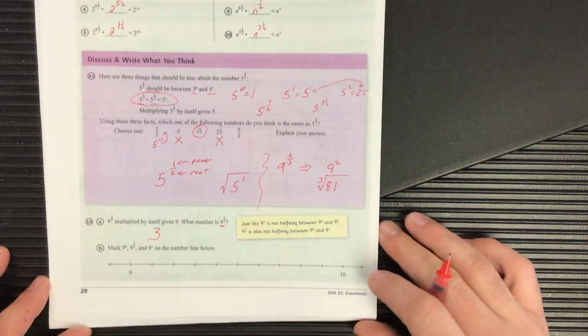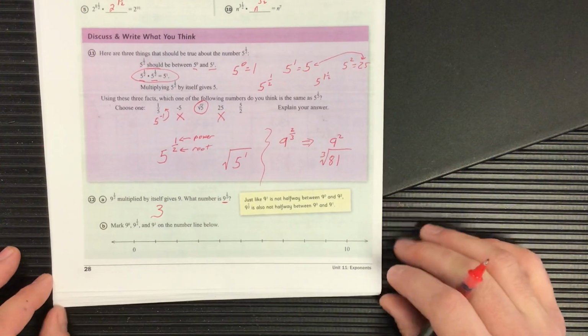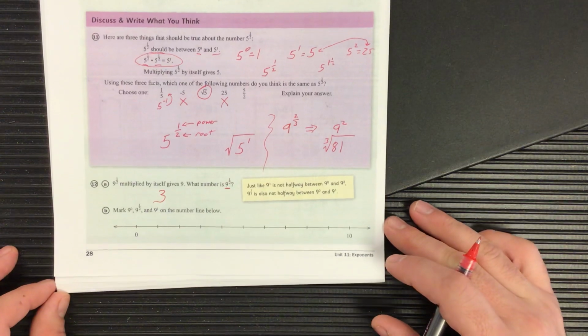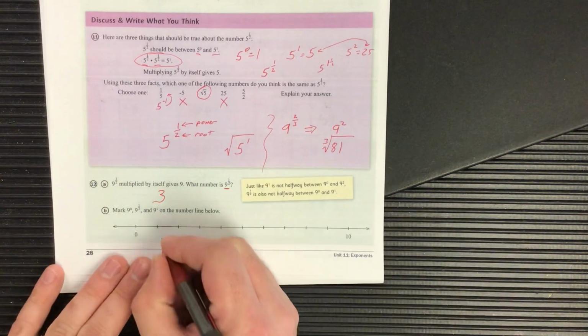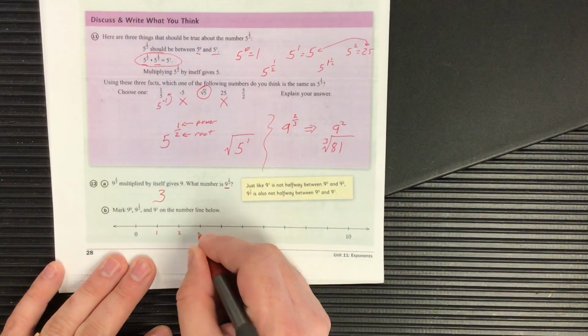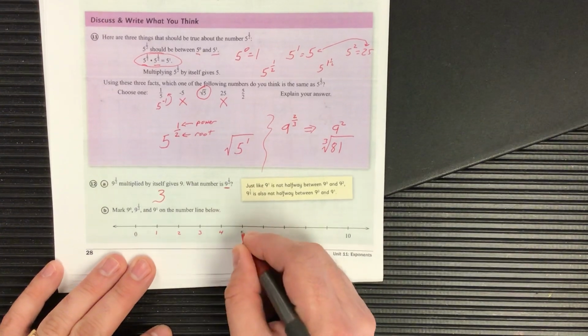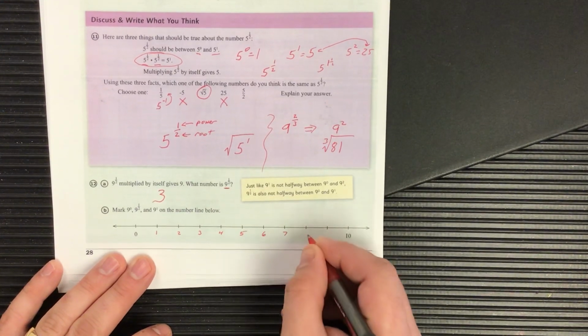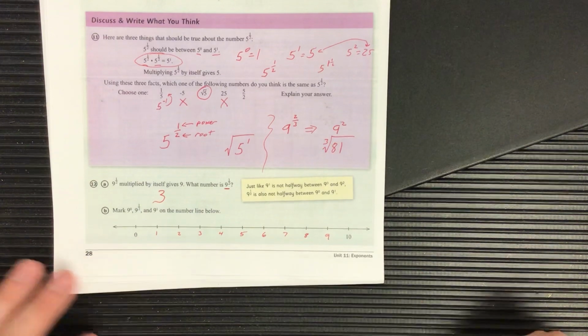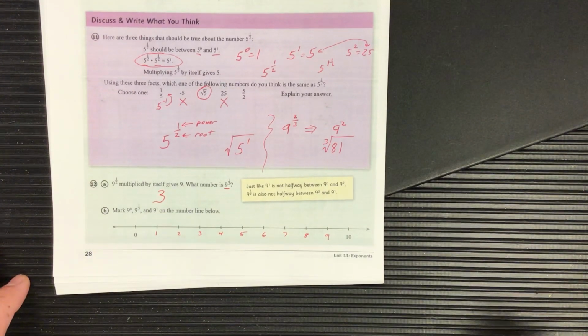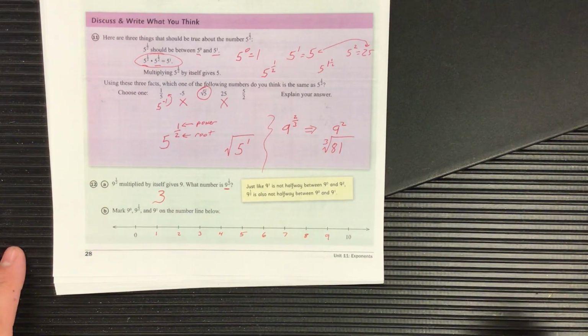All right, mark 9 to the 0, 9 to the 1/2, and 9 to the first on this number line. Okay, so go ahead and do that. I'll give you a second to try it. You mark where they go. See if you can do it without looking up, Landon.